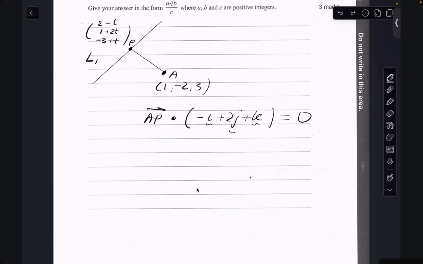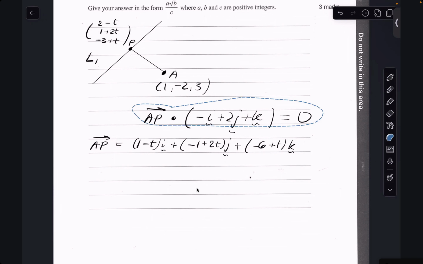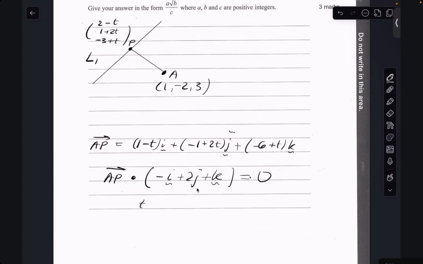So it will be 2 minus 1, which is 1 minus t i, plus now 1 plus 2t minus 2 is negative 1 plus 2t j, plus negative 3 minus 3 is negative 6 plus t k. And so that should go there. And therefore t is equal to what?